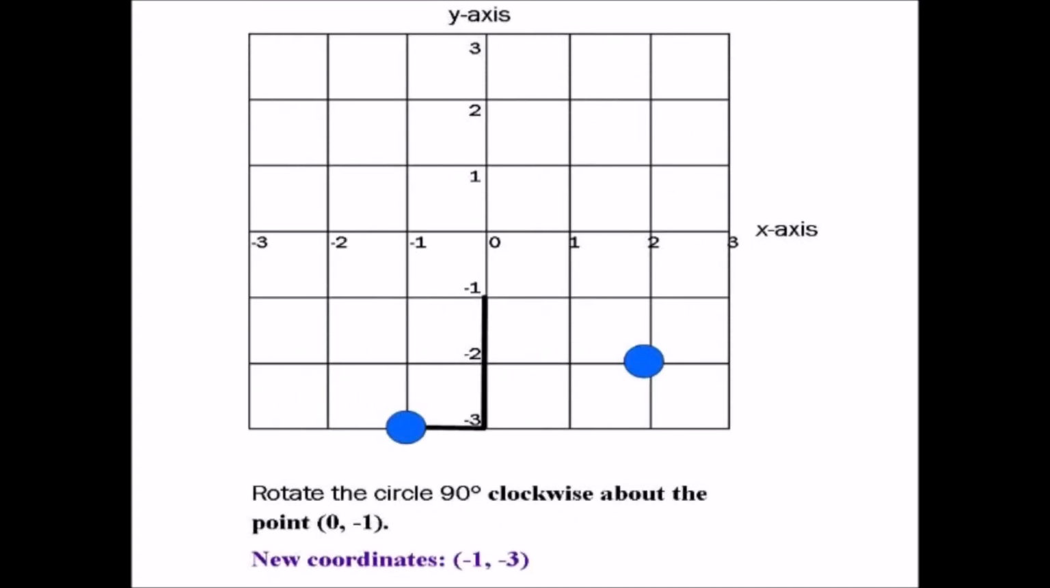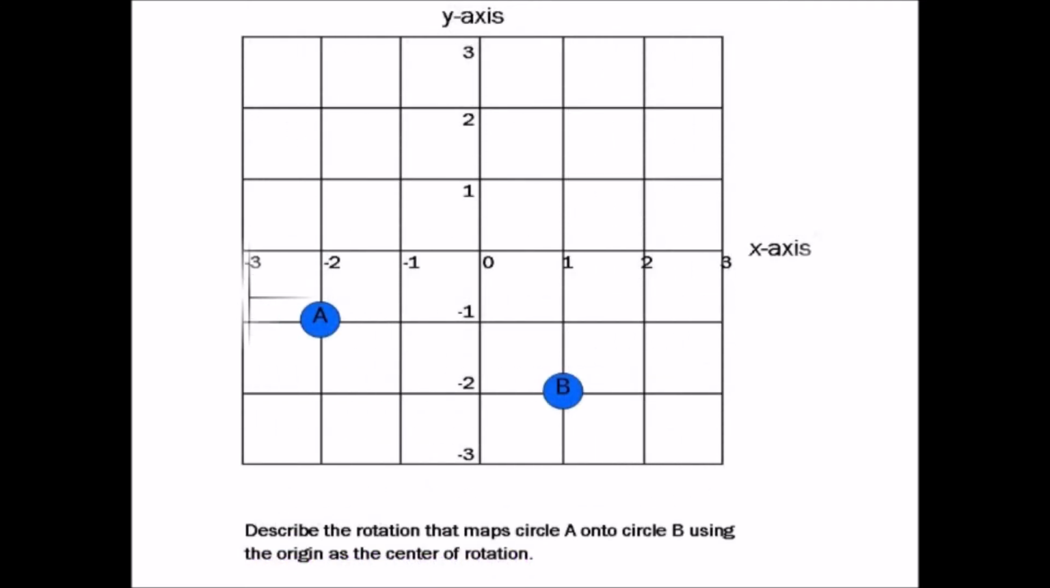There you have it. You've rotated it 90 degrees left, and so you went across 1, 2, down 1. Now you go down 2, 1, 2, and go 1 across, and you end up at the coordinates -1, -3. So that's where you'd get that image if you had to rotate the circle 90 degrees clockwise about the point 0, -1. So you could rotate it about a point or rotate it about the origin. Same thing.